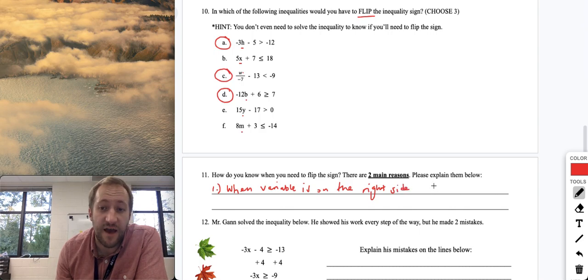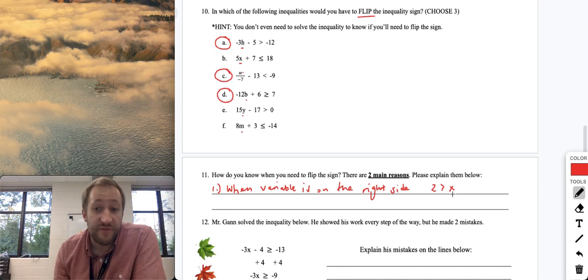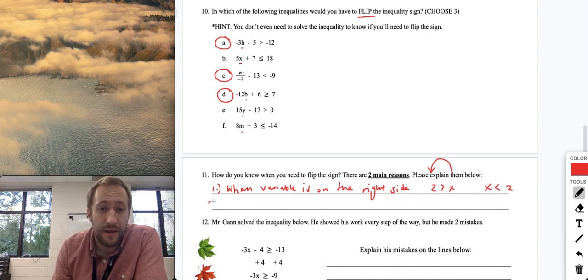For instance, if I had 2 is greater than x, I want to flip it and get the variable away from the right side and move it over here to the left. All right, so I'm going to have x and 2. I'm going to flip those around. And when I flip those around, I have to flip the sign around too. If the alligator was still eating the 2 like it was here, it should still be eating the 2 over here.